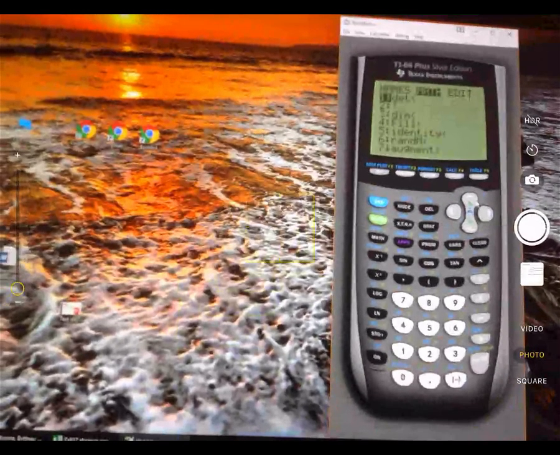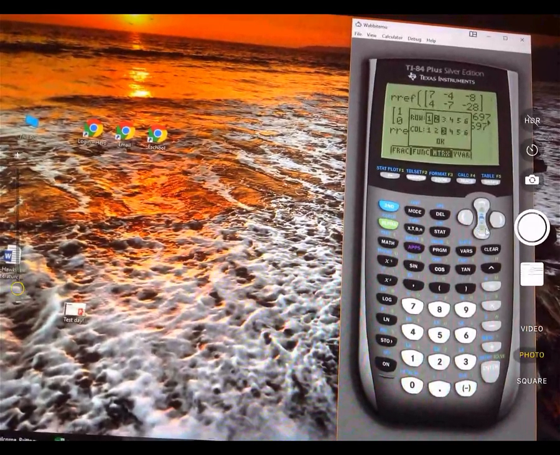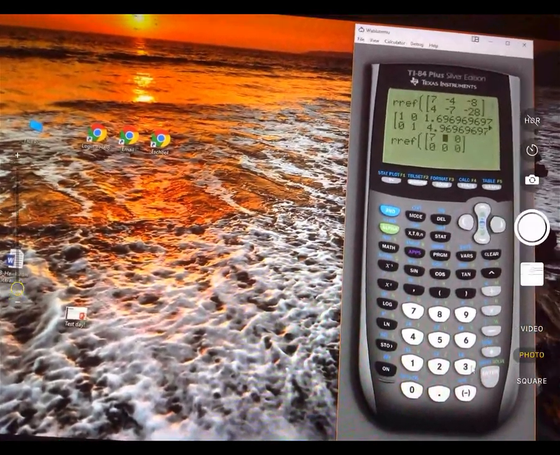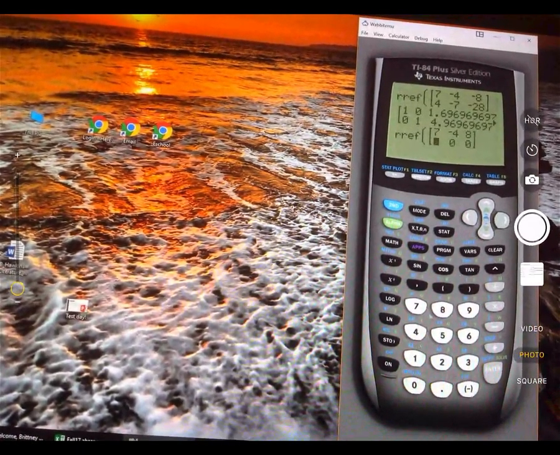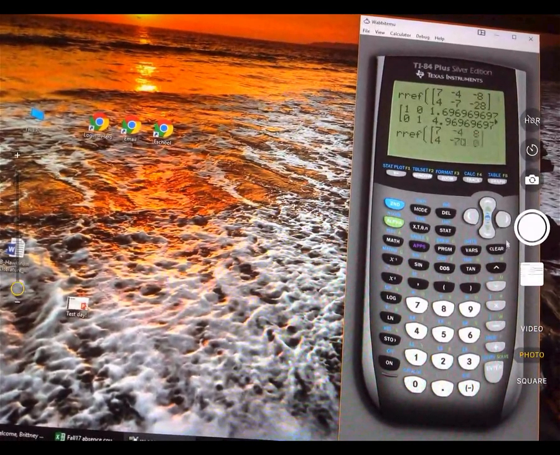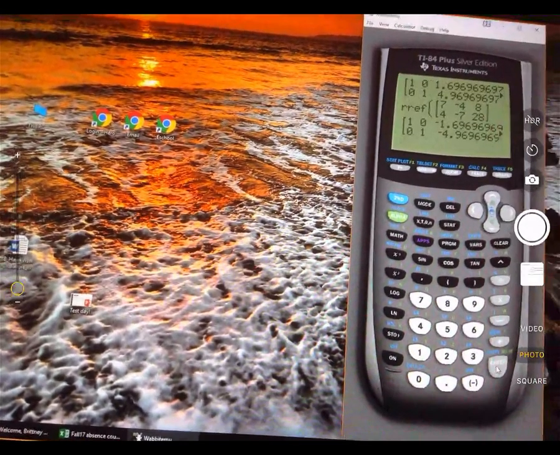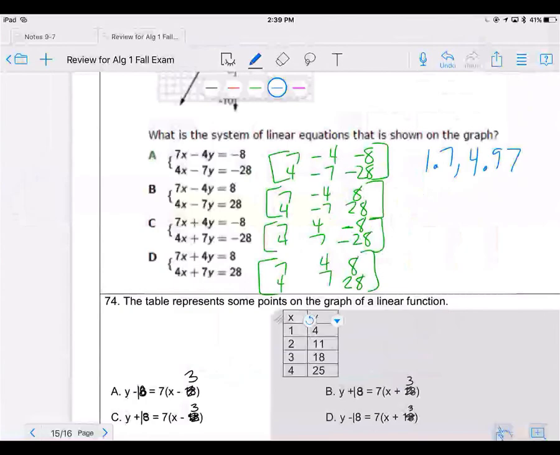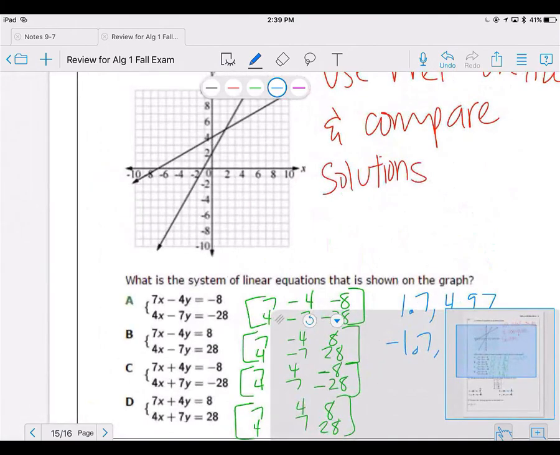Second, matrix, math, B, alpha zoom, 2 by 3. So we have 7, -4, 8, 4, -7, 28. And we get the solution -1.7, -4.97. Now with A, I didn't put it on here because I can't quite see exactly where that is.